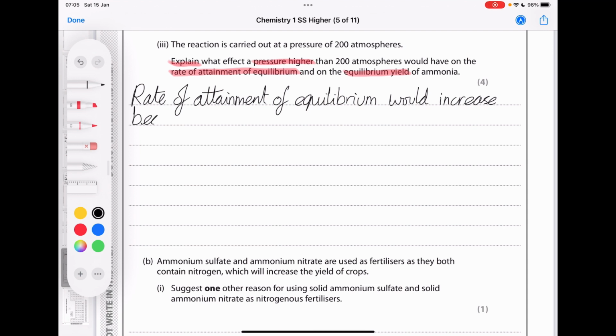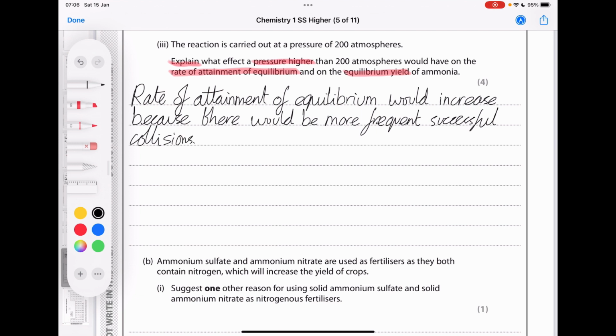because there would be more frequent successful collisions between the particles. That bit doesn't actually get you any marks, but is still an important phrase we should know. Anytime you are asked about increases in rate, or in fact anything to do with the rate of a reaction, putting in the phrase frequency of successful collisions almost guarantees you a mark. It doesn't in this case because topic 7 isn't in this paper, but it's still good practice.